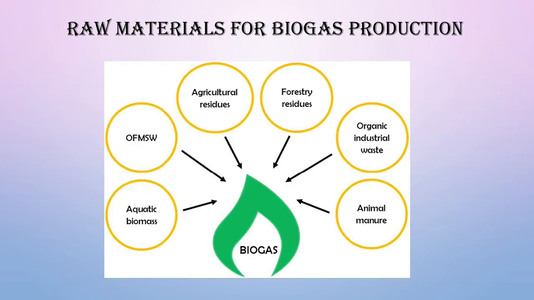Raw materials for biogas production. Although cattle dung has been recognized as the chief raw material for biogas plants, other materials like night soil, poultry litter, and agricultural waste can also be used.